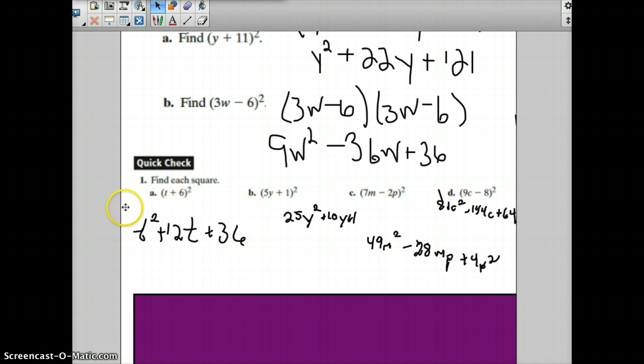Here we can see we end up getting t squared plus 12t plus 36. In B, we get 25y squared plus 10y plus 1. In C, we're down here, we get 49m squared minus 28mp plus 4p squared. And then in D, we've got 81c squared minus 144c plus 64.